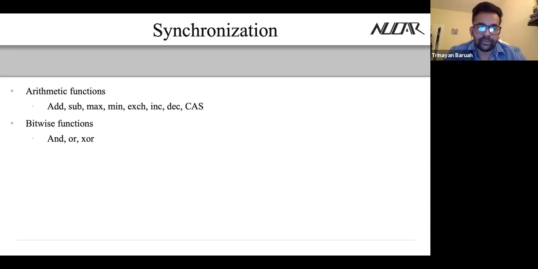And similarly, you have sub, max, min. So these are different types of atomics that can be used. And there are other bitwise functions as well, like atomic and, atomic or. What you use is going to depend on the application at hand.